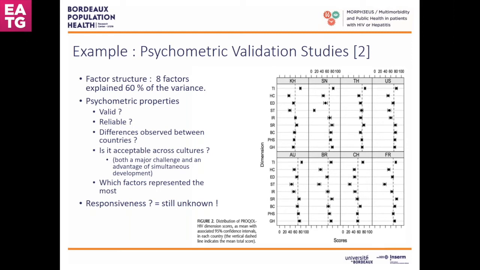So the questions that we'd ask during the psychometric validation study are: is there evidence of validity, reliability? Can this instrument be used in different settings? And is it acceptable? Sometimes we'll refer to different ways in which concepts had to be adapted, and which factors are the most represented. However, the last point that's important to know is that responsiveness for this particular instrument is still unknown.